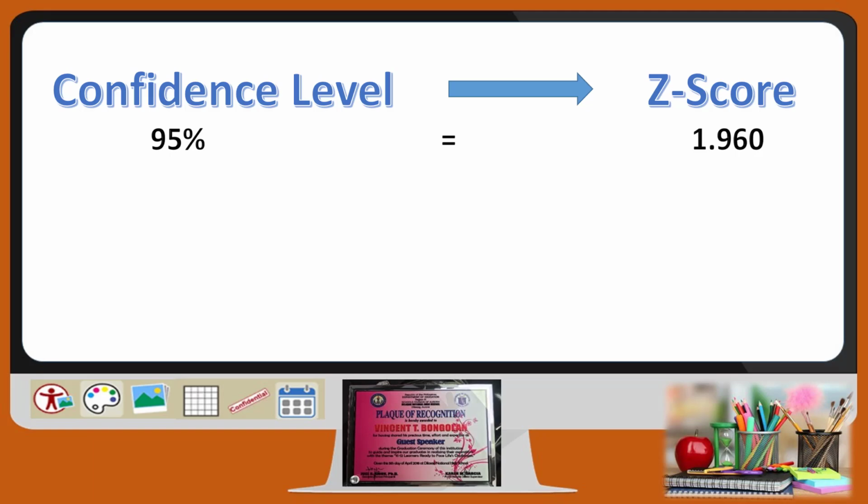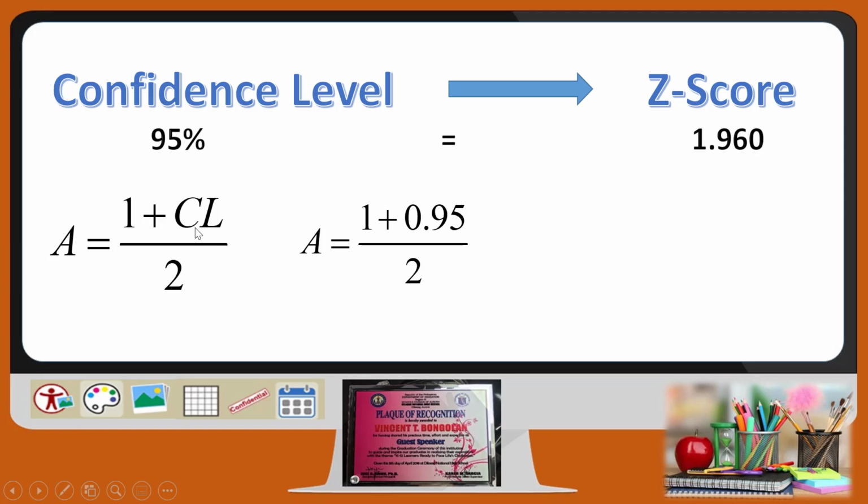So, paano natin makukuha ang z-score na 1.96? So, gagamit tayo ng formula. So, hahanapin natin yung area under the normal curve. So, gagamitin natin tong formula na to para makuha daw natin yung area under the normal curve. So, ito yun. Yung CL is the confidence level. So, isa-substitute lang natin yung 95% para ma-compute natin yung area. So, the area is 0.975. Okay, so, dyan muna tayo. Mamaya ko i-discuss paano nakuha yung 1.960.